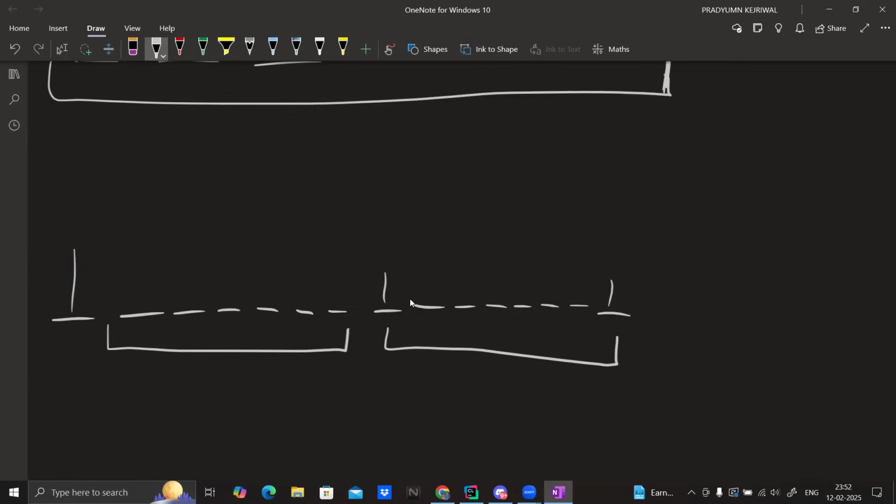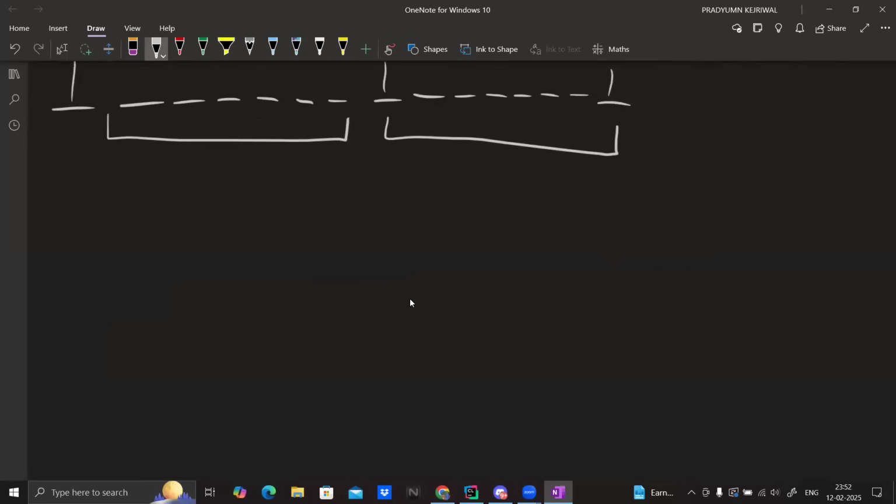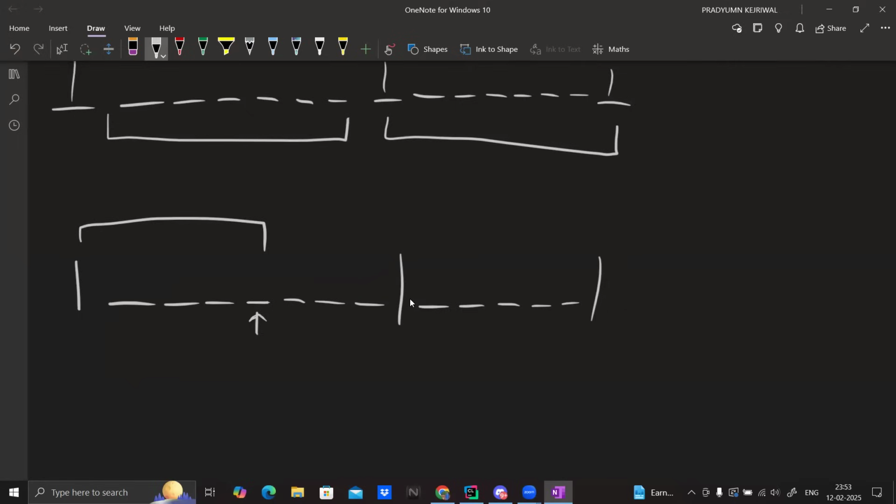So let's say we have something like this: person sitting here, 1 2 3 4 5 6 and 7. Person sitting here, 1 2 3 4 5, and then here. So where will the next person go? Obviously he will go here, right? Because this center gives distance of 4, right? If he had sat in this center, then the distance is just 3, right? So that's why the person will try to sit here.